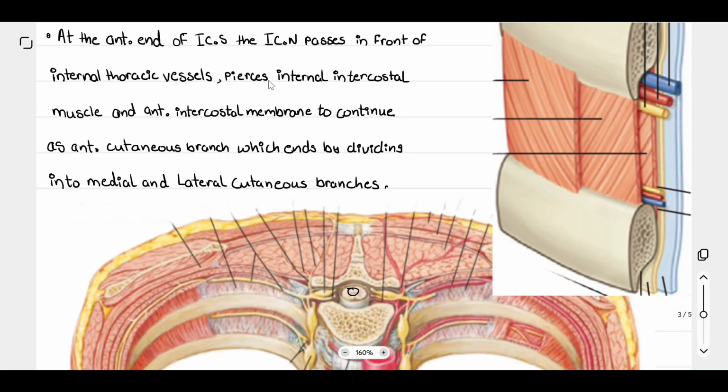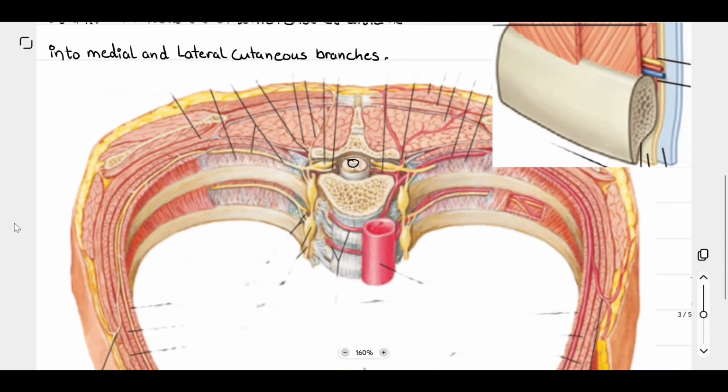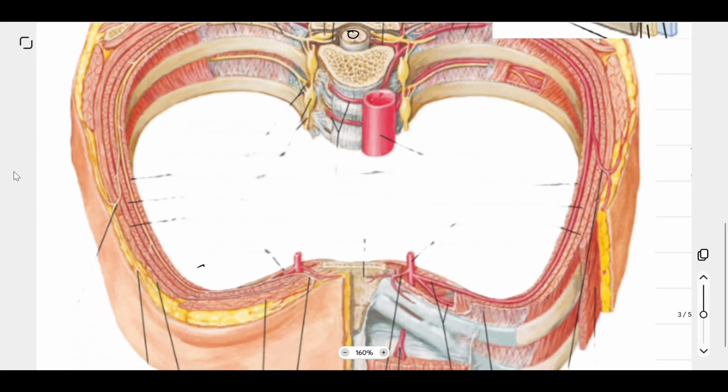It pierces the internal intercostal muscle and anterior intercostal membrane to continue as an anterior cutaneous branch, which ends up by dividing into medial and lateral cutaneous branch. So what he is saying here is, it pierces the internal intercostal muscle. So this is our innermost intercostal muscle. This is our internal intercostal, and this is our external intercostal muscle.